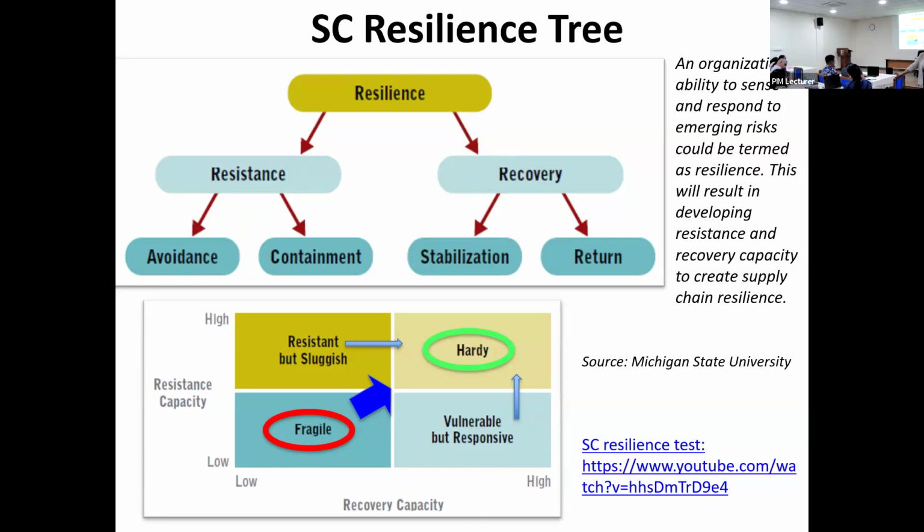So your ability to put systems in place, even if the risk goes through your defenses and penetrates the company, means you will be able to quickly come back on track because you have put your systems in place. That's what recovery means. So you can contain and then you can recover quickly. Recovery means stabilization and return. So when you are in a particular situation, I will draw it, and you will be able to understand easily.